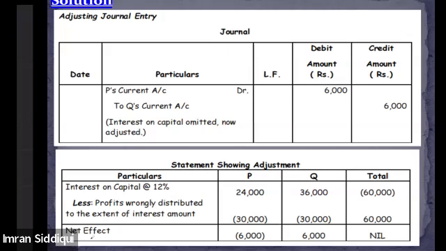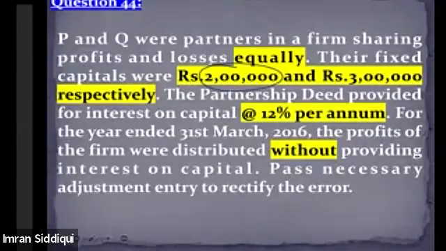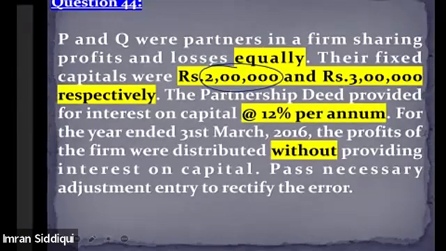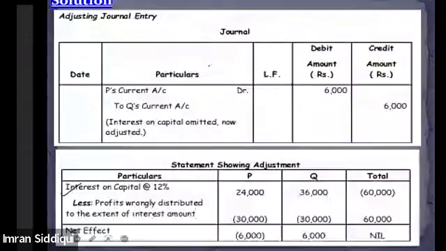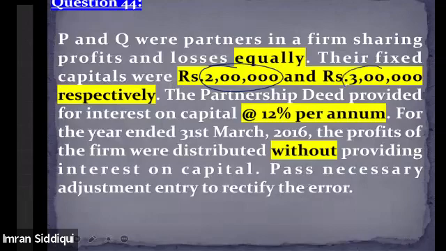After that, we'll write down the amount that should have been credited. So interest on capital at the rate of 12% should have been credited, right? 12% on the amount of capital contributed by P. P contributed 2 lakh, so on this amount he should have got 12% interest. So he should be getting 24,000 as the amount of interest, right? The amount that should have been credited to P was 24,000 by way of interest on capital, and 36,000 should have been credited to Q based on his capital contribution of 3 lakh, right?